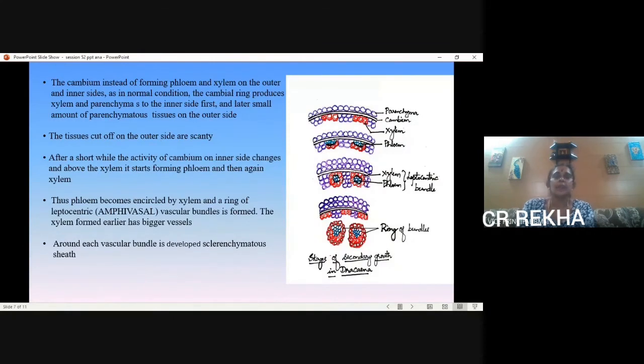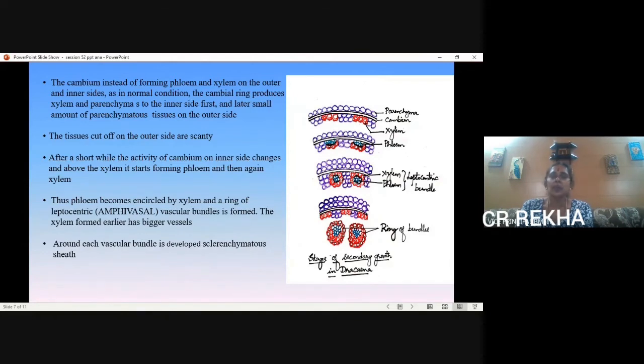You can see the diagram here, which represents the different stages of secondary growth in Dracaena. The black line represents the cambium, the blue one is parenchyma, and the red is the xylem. The cambium, instead of forming phloem and xylem on the outer and inner sides as in the normal condition, produces xylem and parenchyma to the inner side first and later a small amount of parenchyma on the outer side. The amount of parenchyma produced on the outer side is very less.